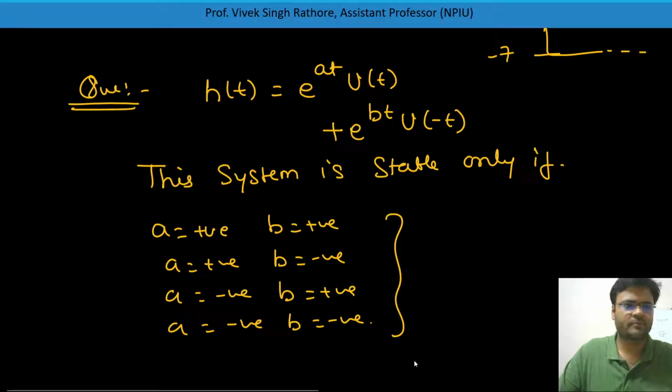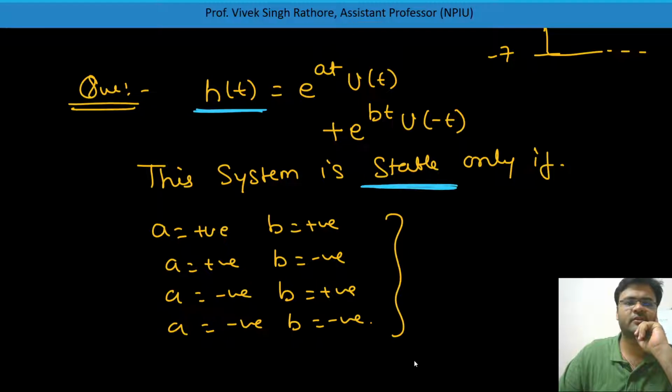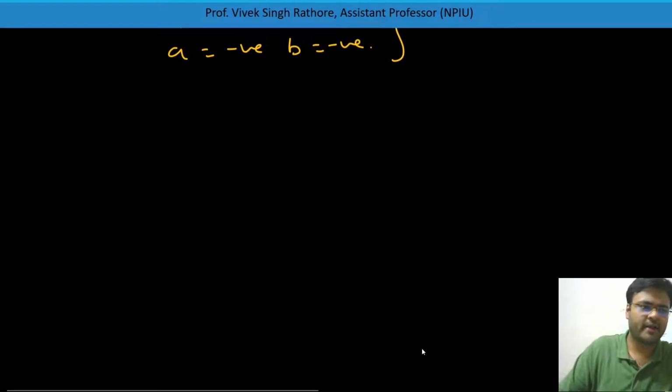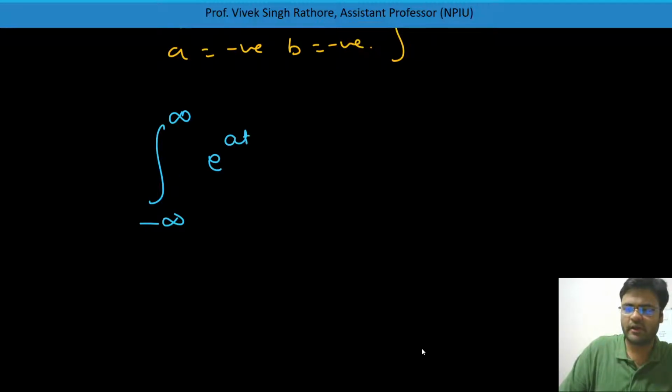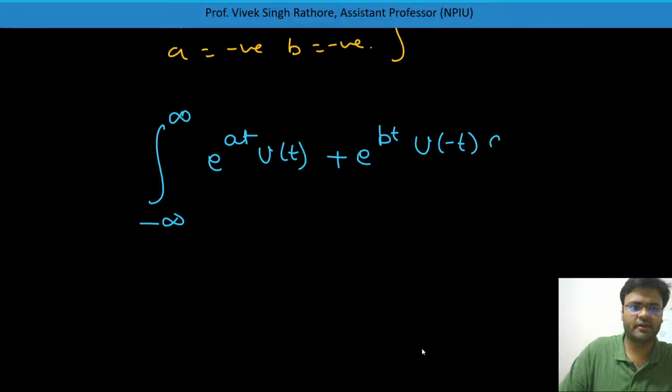See, first of all you need to understand that if any system impulse response is given and you have been asked for stable, you need to check whether it is absolutely integrable or summable. It is in time domain, so integrable. So let's check if it is integrable or not. We'll check the integral from minus infinity to infinity of e to the power at u(t) plus e to the power bt u(-t) dt, whether its value is less than infinity.